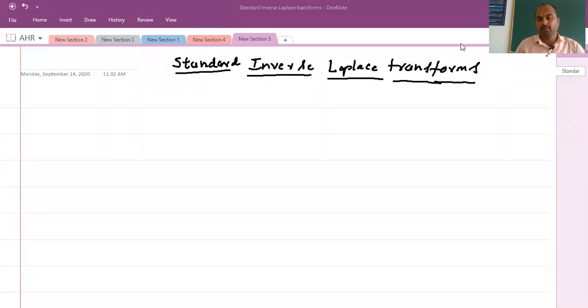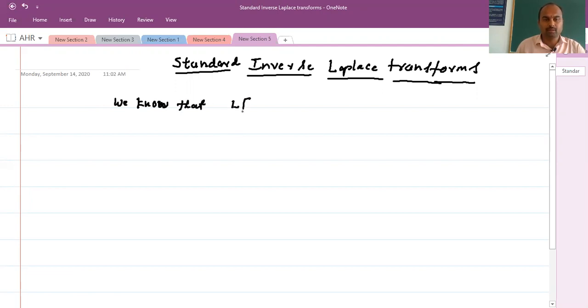So in this video, I will explain how to find the inverse Laplace transforms, that is, standard inverse Laplace transforms. We know that L of f of t is equal to F of s. The meaning of this is that the Laplace transform of f of t is denoted by F of s.